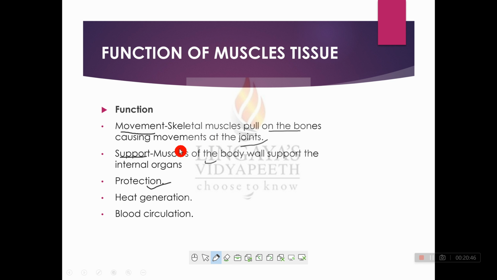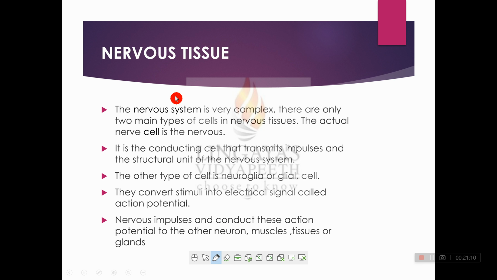Next function is protection. As the skeletal muscles or the smooth muscles are present, they help in providing protection to the organ in which they are present. Next function is heat generation. They produce heat so that the body functions well. The last function is blood circulation. The cardiac muscles help in the circulation of the blood in the heart.